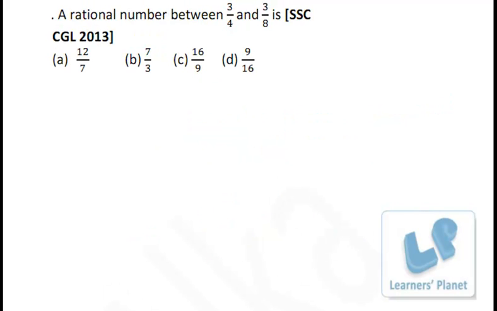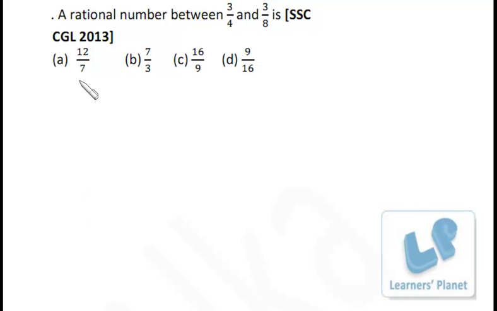A rational number between 3 by 4 and 3 by 8. Now in this question you don't have to touch even your paper and pen. A very simple question from SSC CGL paper 2013. See, 3 by 4 and 3 by 8, both of them are less than 1. So if any fraction is between these two, it has to be less than 1 obviously, right?